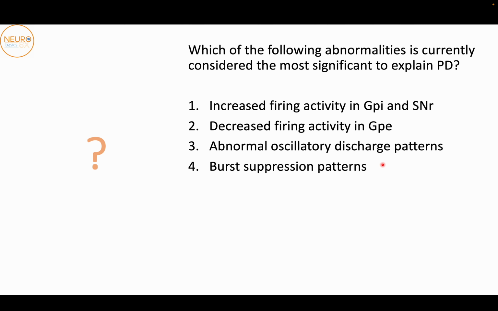Right, so a few questions. Which of the following abnormalities is currently considered the most significant to explain Parkinson's disease? Increased firing activity in GPI and SNR, decreased firing activity in GPE, abnormal oscillatory discharge patterns, and burst suppression patterns.